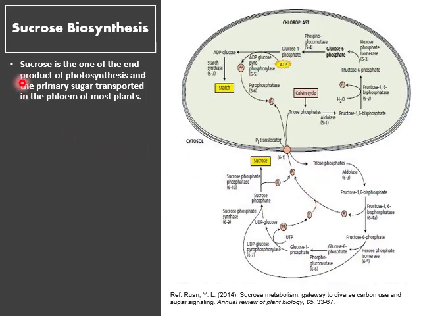So basically, sucrose is the end product of photosynthesis. It is a primary sugar produced and transported in the plants through phloem tissues. So you have to remember that once the carbon dioxide is fixed during the process of photosynthesis, many organic carbon molecules will be formed, and sugar is the major molecule which is available in plants, and it is translocated or transported throughout the plant.